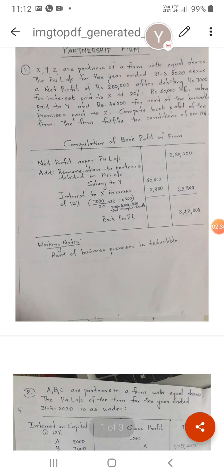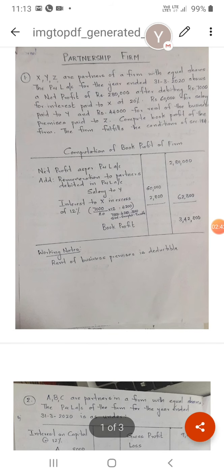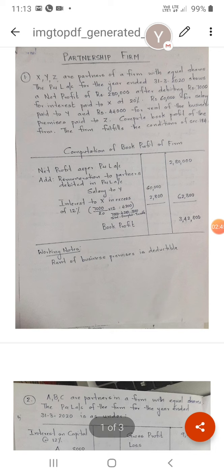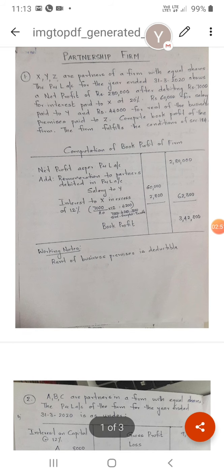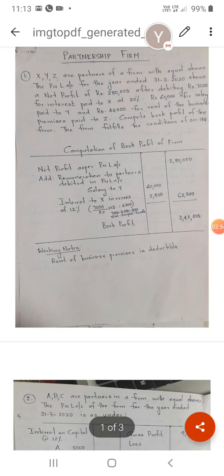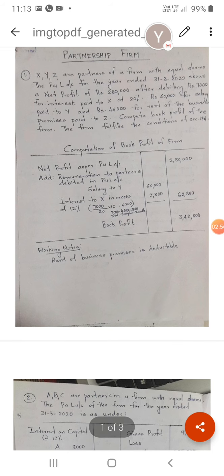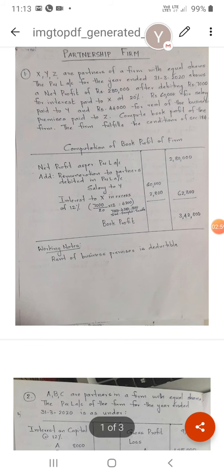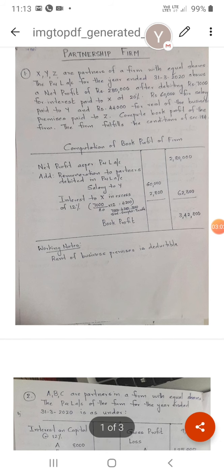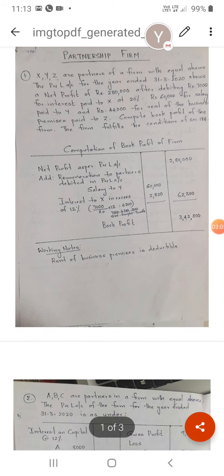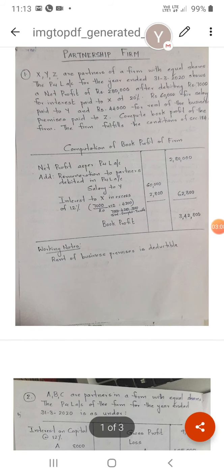Only when the business premises exist can a business firm carry on its business activities. So the rent paid for business premises is allowed as a business expenditure. It is part of business. Rent paid for the premises is part of business. Compute the book profit of the firm. Okay, we are asked to compute the book profit. First part: the firm fulfills the conditions of section 184. So when the conditions of section 184 are satisfied, what are the benefits available to us?